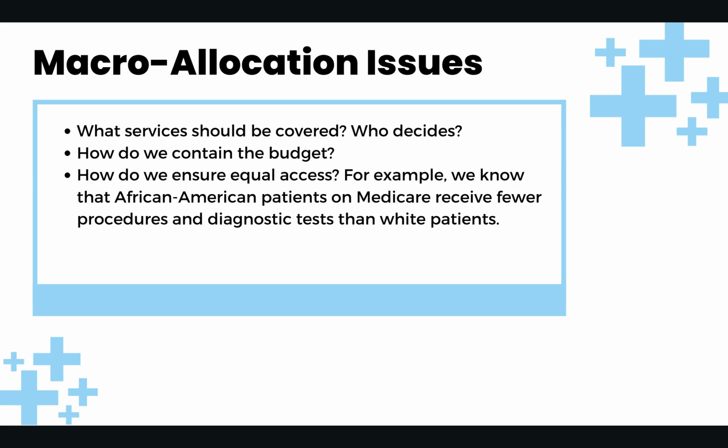We know that, for example, when we look at Medicare patients, and those are patients over the age of 65 who are on government health insurance, that African American patients receive fewer procedures and diagnostic tests than white patients. So how do we make sure that that does not happen?